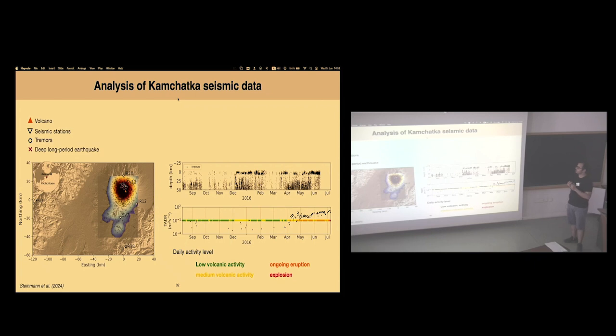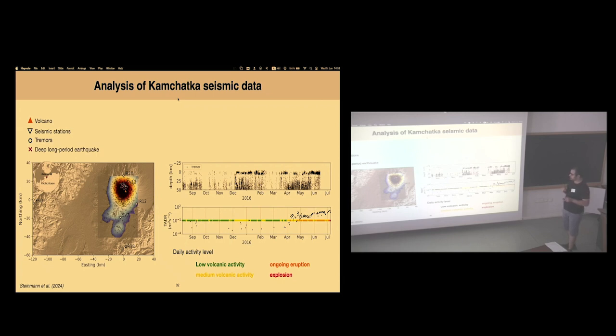So now we come to Russia, from California and Mexico. In Kamchatka, there is a very active volcano here, and we have several stations in this region. The nearest station to the volcano is 5 kilometers away. And during 2015 and 2016, there was an eruption here.